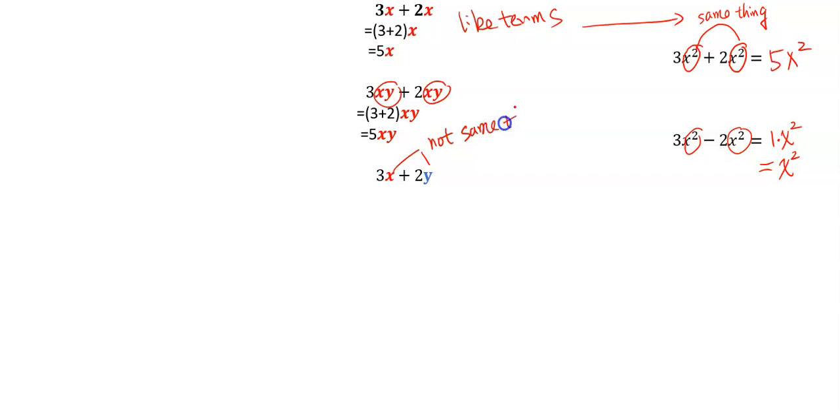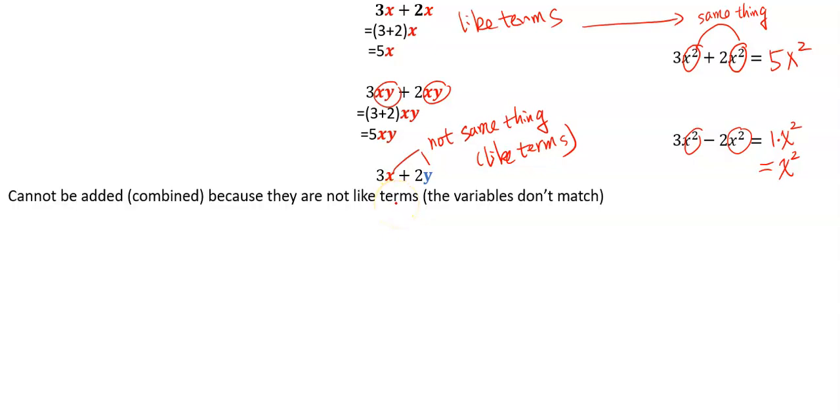Which means they are not like terms. In mathematics, we say they're not like terms. If they're not like terms and they don't look alike, we cannot add them. Because if you have 3 of this plus 2 of that, you cannot really add them because they're not like terms.